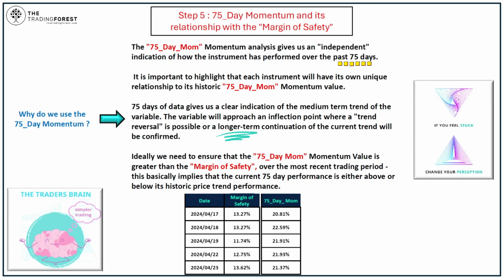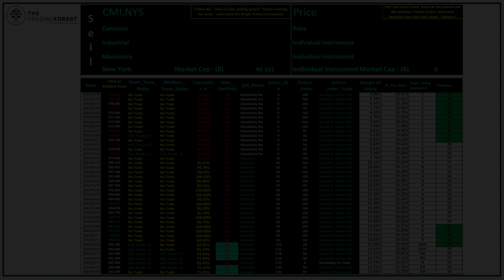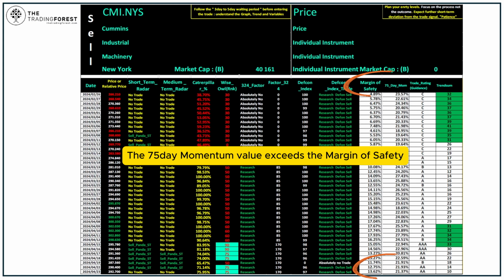This implies that the current 75-day performance is either above or below its historic price trend performance. The 75-day momentum values bring the trader to an inflection point, with the main point being, is the current trend going to continue, or will there be either a pause or a short-term and medium-term correction?